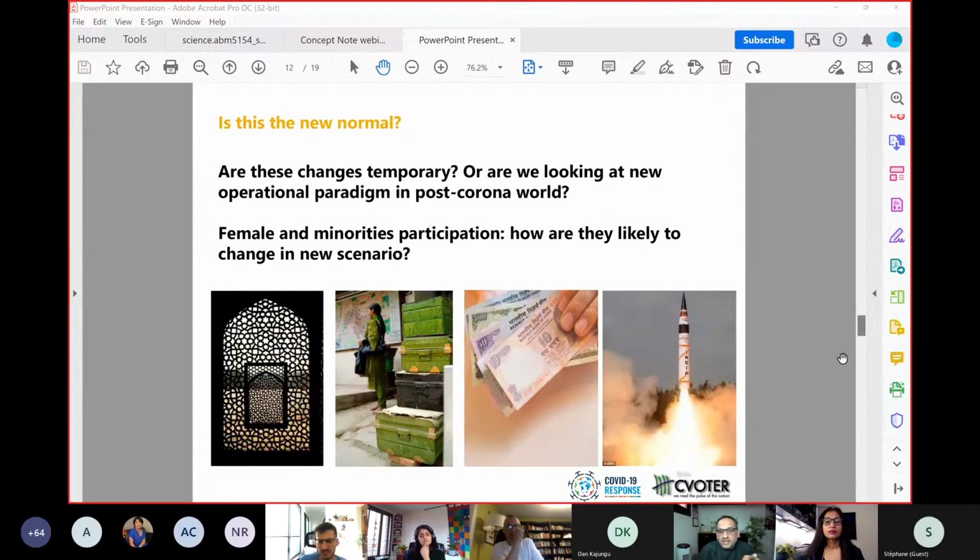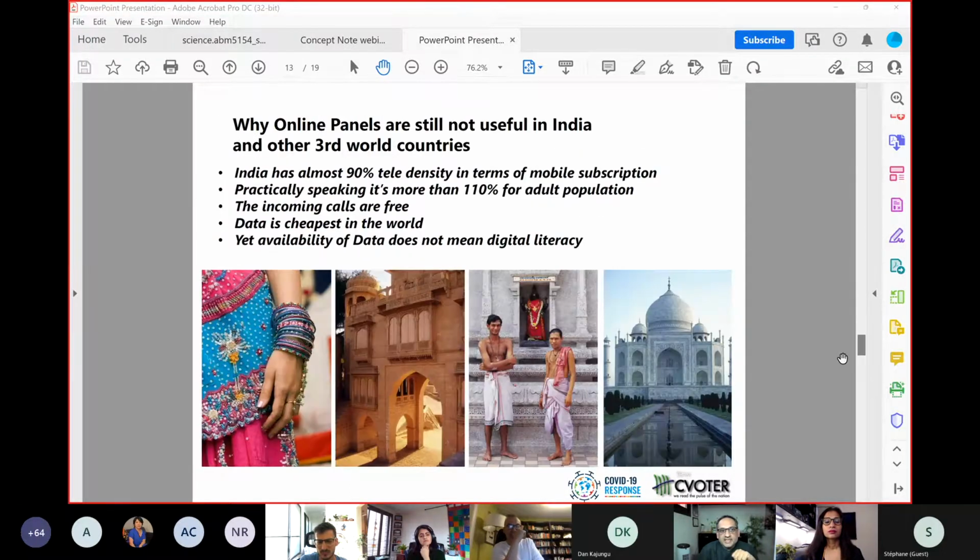Okay, I will come down to this point in the last actually, but I would like to focus on when I was discussing this issue in WAPOR and other conferences everywhere. Many people did ask, why not do the online research? What's the problem with that? In third world countries and in India, definitely the online is not useful because, as you can see, we have got more than 90% teledensity, and actually it's more than 100% if you are talking about adults.